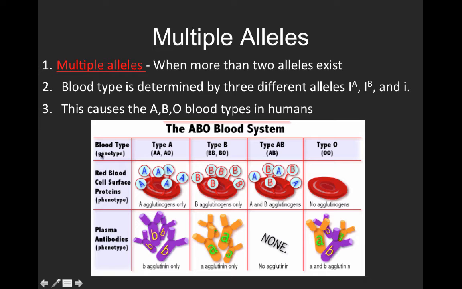Finally, we're going to look at multiple alleles. Multiple allele situations are when there are more than two alleles that exist. Before, we talked about codominance and incomplete dominance, the idea that phenotypes are expressed differently. Now we're looking at what happens when there are three different alleles altogether instead of two like we normally do.